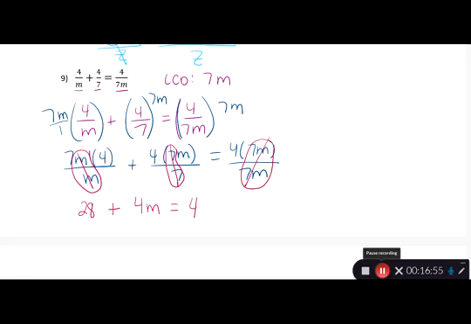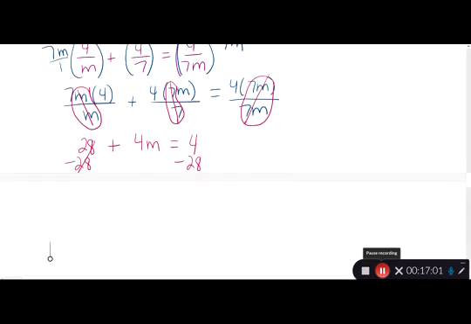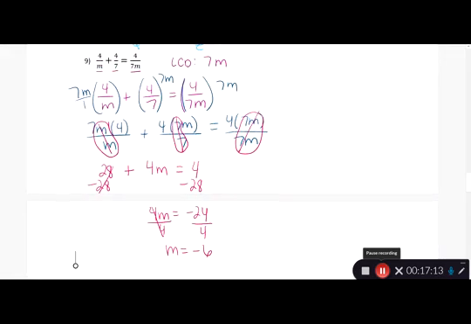And now it's just a basic equation to solve. Subtract 28 from both sides, right? So I get 4m equals negative 24, divide by 4, m equals negative 6. One thing to note with these, because it started with a fraction, I need to check my answer. I need to say, if m is equal to negative 6, is that okay?